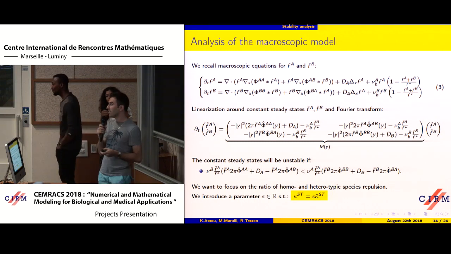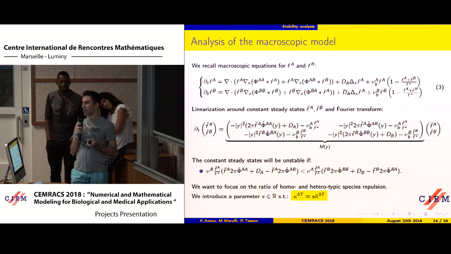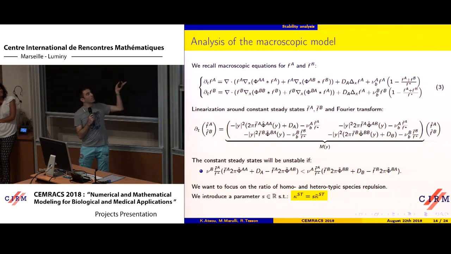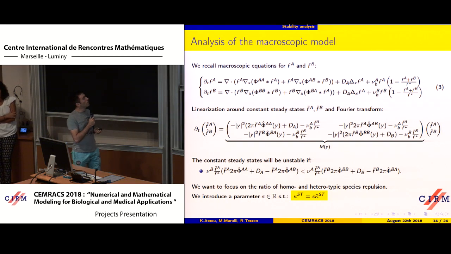Okay, so as Kevin said, now we are very happy because we have the macroscopic model, and with the macroscopic model we can do a lot of theoretical work. If I remind you, the goal of this project is to have a model that allows you to see some cell segregation and aggregation. So you want to know, okay, we have the model, but can this model really give you aggregation? And to know that, we can perform some stability analysis.